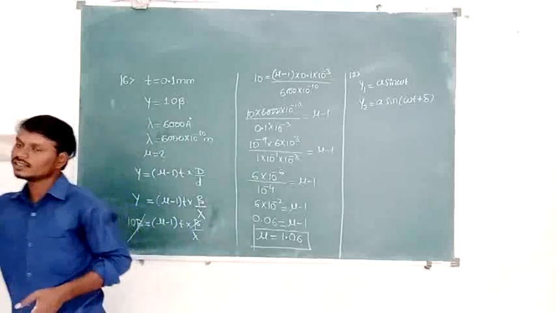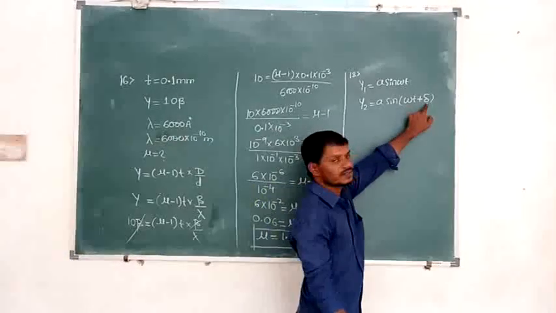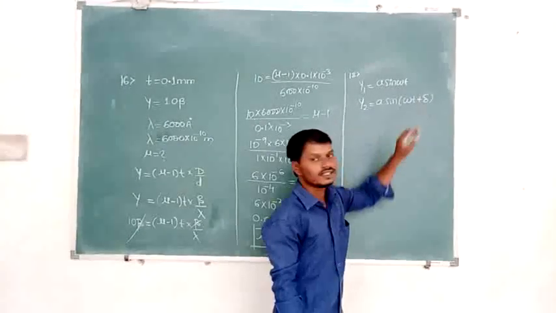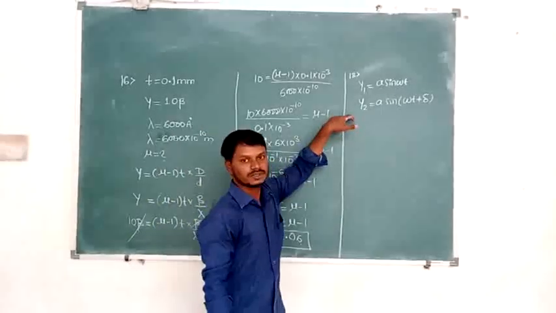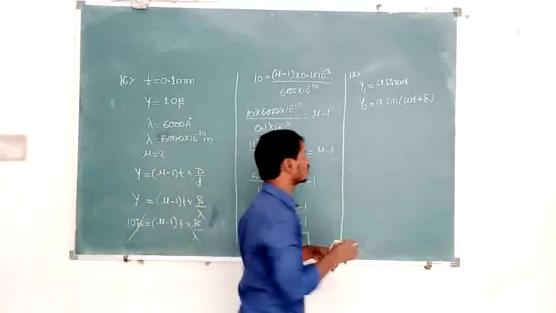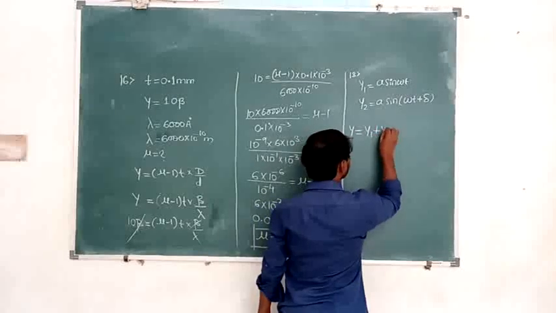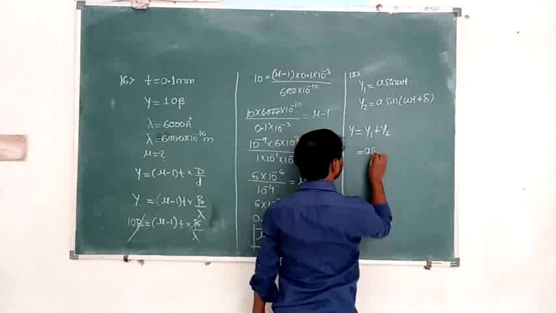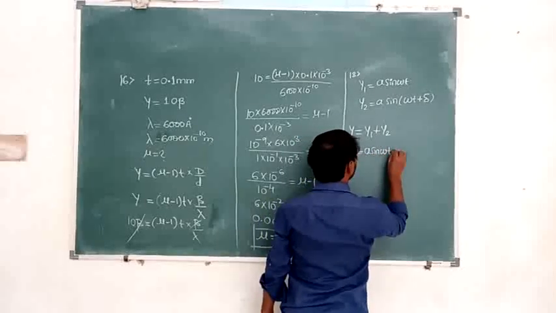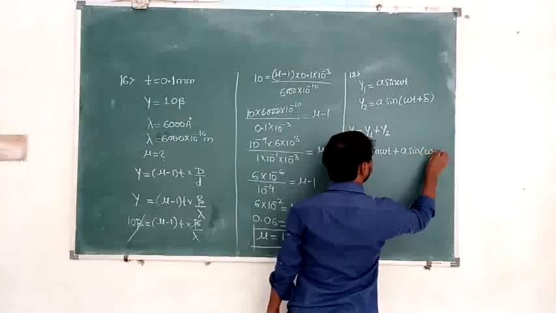Means we have to find the phase difference. What do we have to find? This is the phase difference between these two waves, that is del. We have to find del. How to find del? Both are superposed, means both overlap. So what is the resultant wave? Y is equal to y1 plus y2. Y1 is a sin omega t and y2 is a sin omega t plus del.